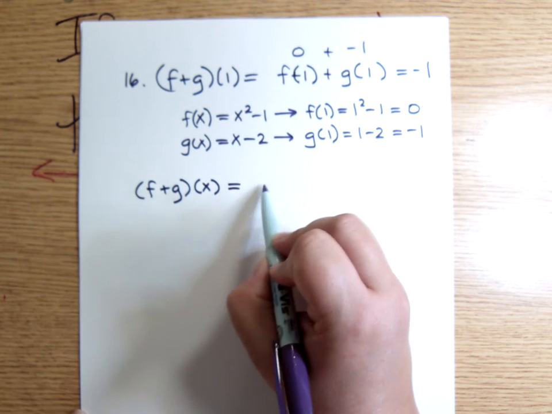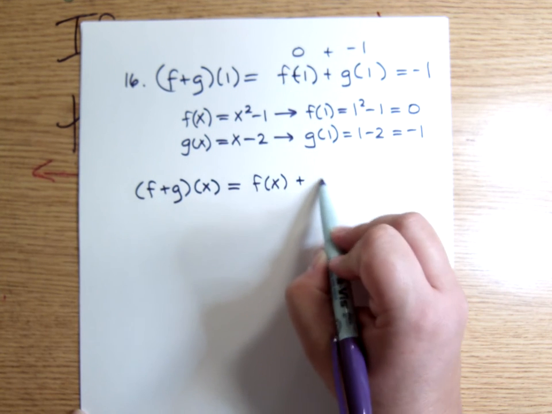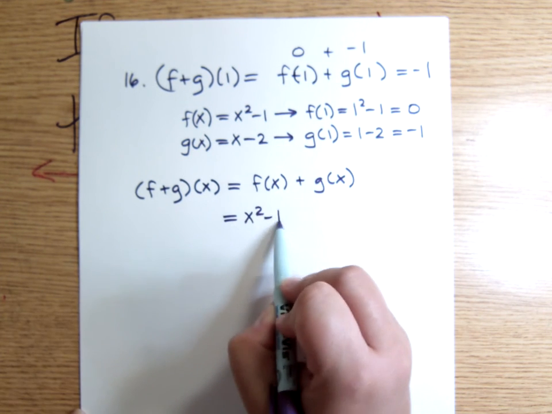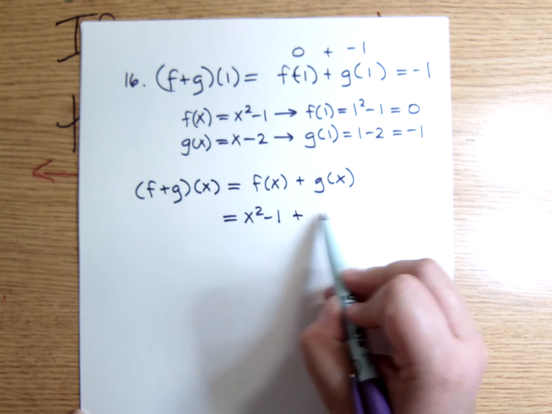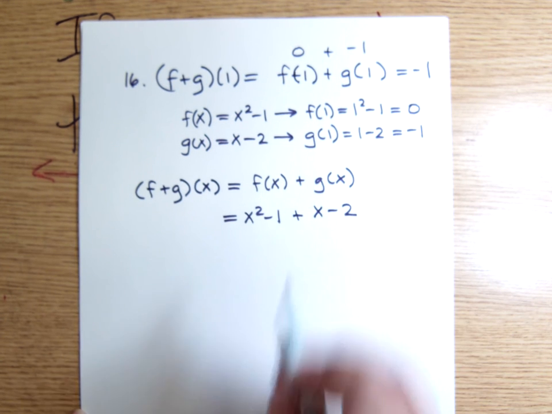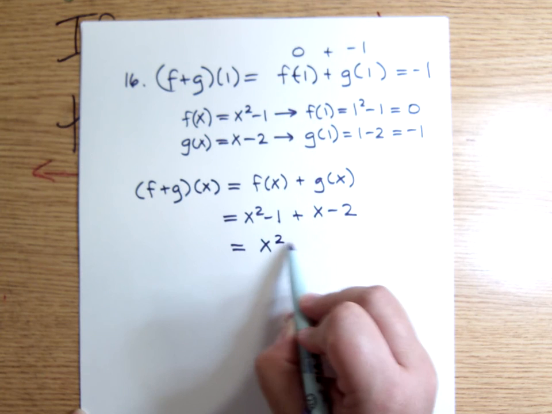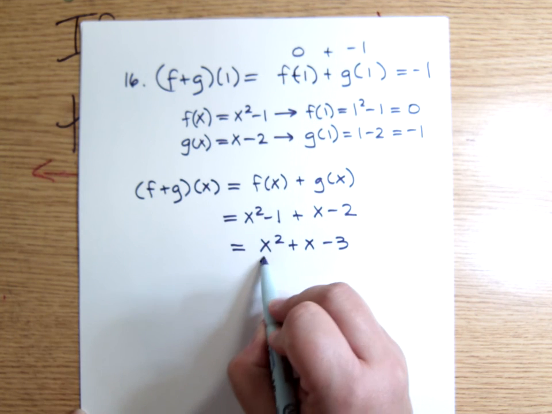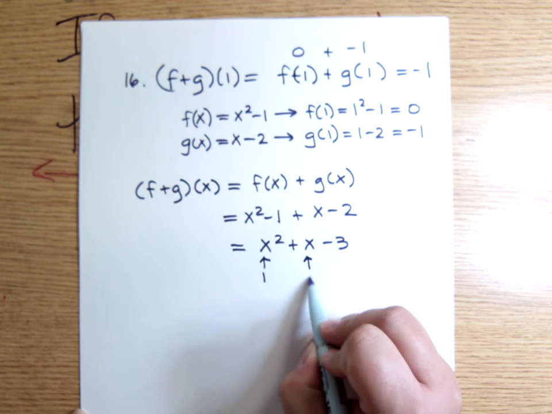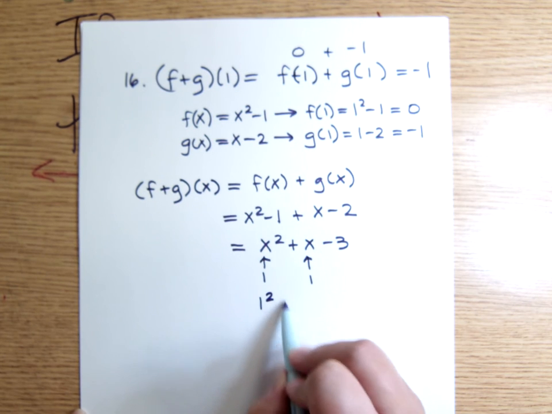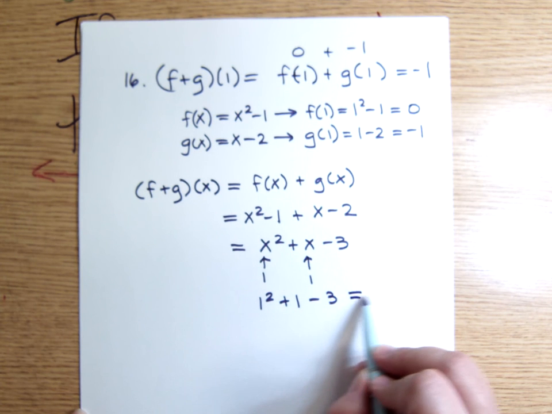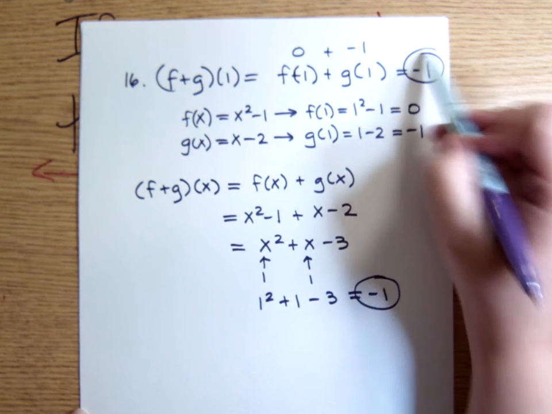I could figure out what the equation is going to be for the sum. So in other words, f of x plus g of x, which is x squared minus 1 for f of x, plus x minus 2 for g of x, which simplifies to x squared plus x minus 3. And then I could plug in 1. So I could go ahead and put in my 1, and I get 1 squared plus 1 minus 3, that's 1 plus 1, which is 2, minus 3, which is negative 1, which is the same thing I got up here.